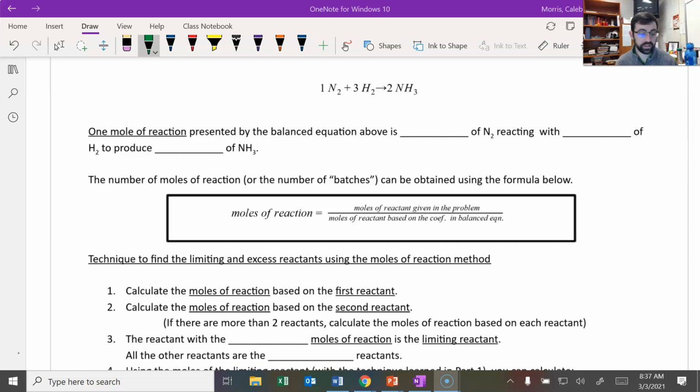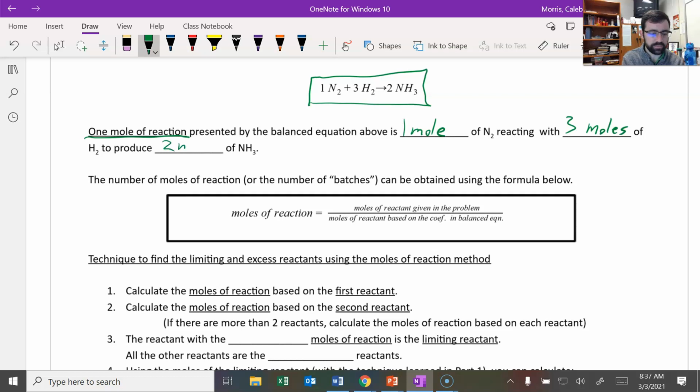All right, in this video we're going to go a little bit deeper and make sure that we understand a more in-depth process for how to solve stoichiometry word problems. To start with, looking at this equation up here, we want to know what is 1 mole of reaction. 1 mole of reaction presented by the balanced equation above is 1 mole of nitrogen reacting with 3 moles of hydrogen to produce 2 moles of NH3. I'm just looking at the coefficients: 1 mole of nitrogen, 3 moles of hydrogen, and it makes 2 moles of NH3.